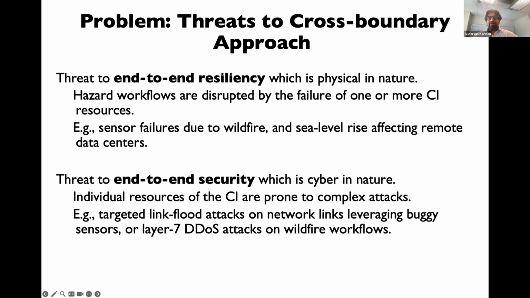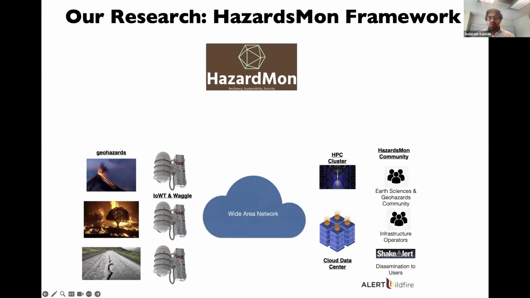Beyond just physical resiliency, there are also security-related challenges with the cyberinfrastructure. One of our discussions with the SAGE team at ANL helped us understand that some of these systems are built with simpler hardware, where the focus is to get the job done, which means they are also prone to cyber attacks. One example that we're going to present today is targeted link flood attacks on network links, which can result in DDoS attacks on these wildfire workflows.